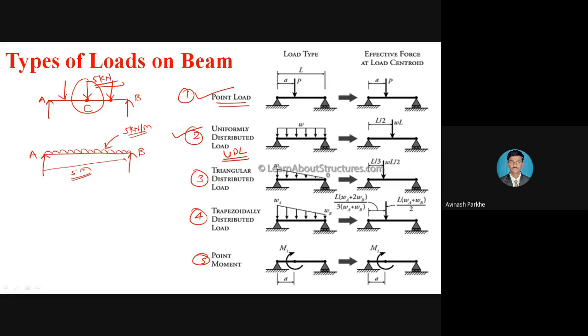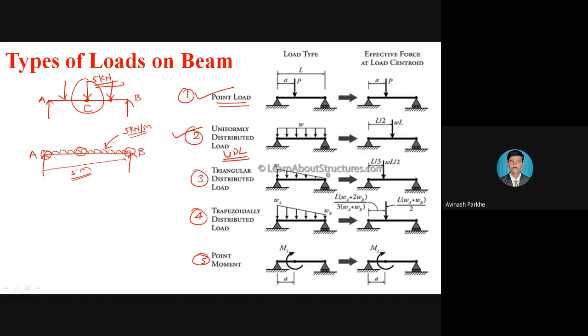So, on this 5 meter length, if the load is uniformly distributed, that means whatever the magnitude of the load at point A, the same magnitude will be there at the center point, and the same magnitude will be there at point B. So whatever magnitude is present at point A, at point B, at point C, that means it is uniformly distributed over the length. It is uniformly spread over the length of that beam. That particular load is called a UDL.